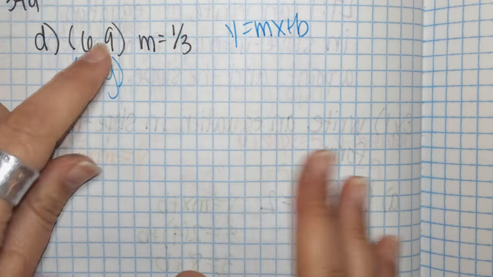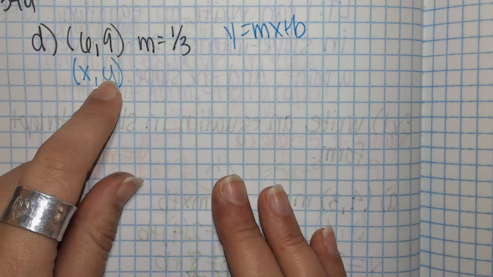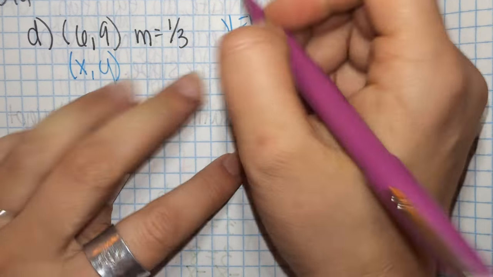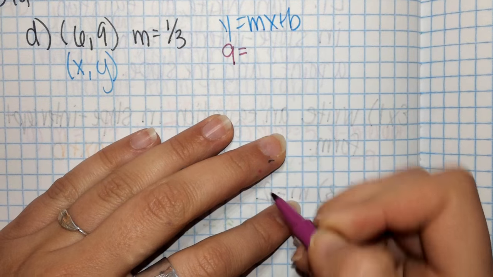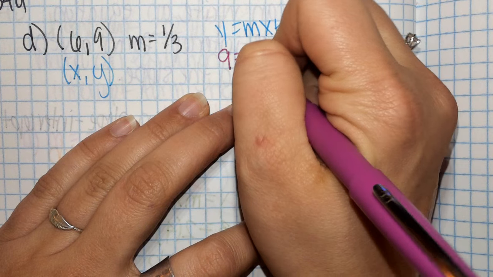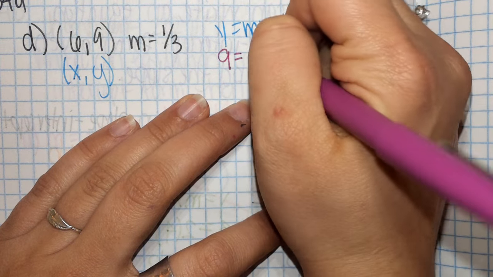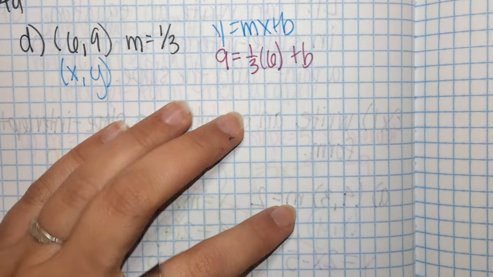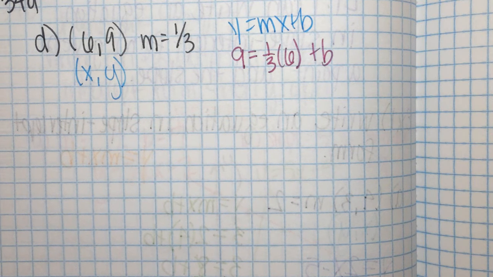All right, so now we're going to plug everything in. What is y? It's 9. What is m? 1/3. And what is x? 6. Plus b. Now, what are fractions?